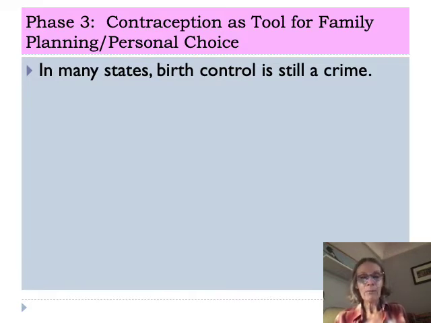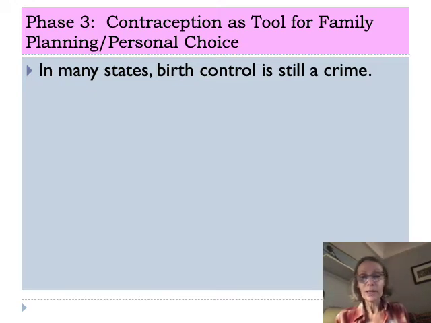And Connecticut had one of the most restrictive laws on the books. In Connecticut, even the act of using birth control was prohibited by law, and married couples could be arrested for using birth control in the privacy of their own home. Now, for the most part, law enforcement just looked the other way, right? You have a law on the books. It doesn't mean that law enforcement is actually going to enforce these laws.